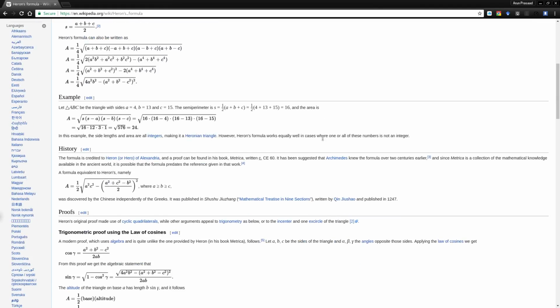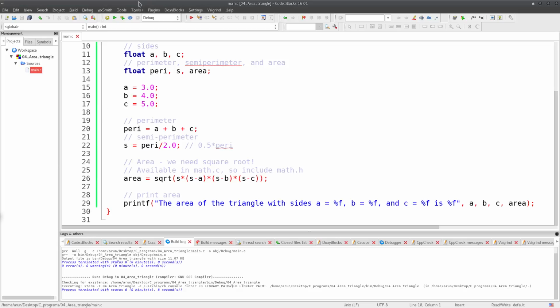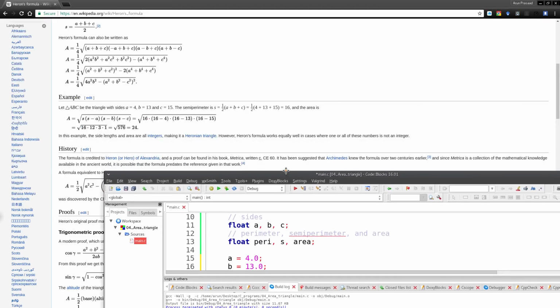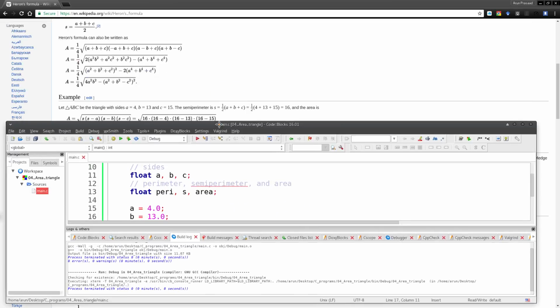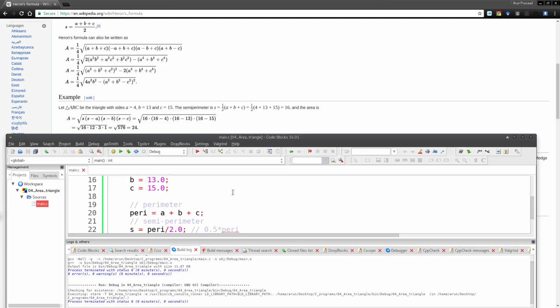And now what we're going to do is replicate the example given in this Wikipedia page. Here, as an example, the sides of the triangle they have taken are a equals 4, b equals 13 and c equals 15. With this, the area of the triangle they obtain is 24 units. So let's see if our program is able to generate that, shall we? So a is 4, b is 13 and c is 15, isn't it? Yeah, c is 15. Just to cross verify whether we did it right.